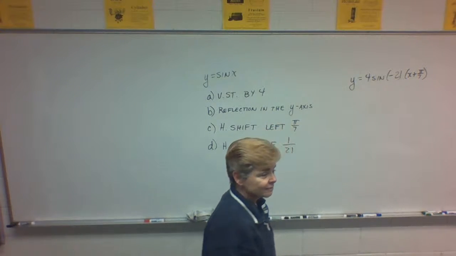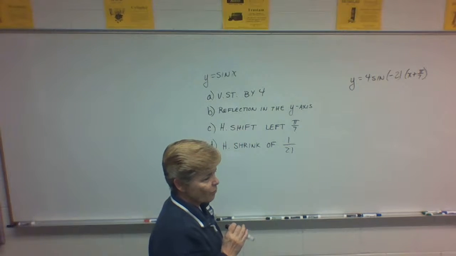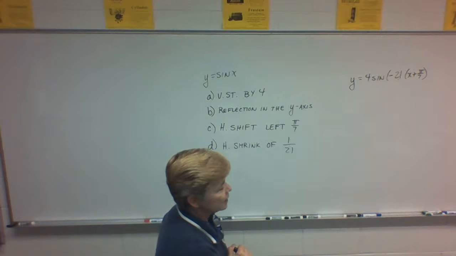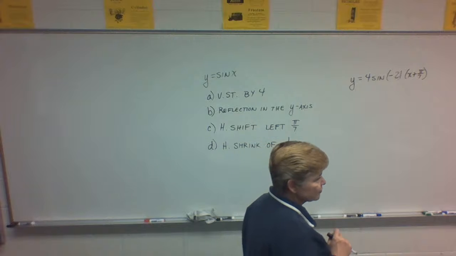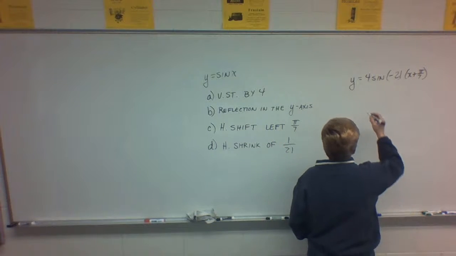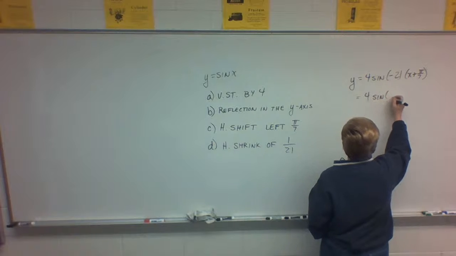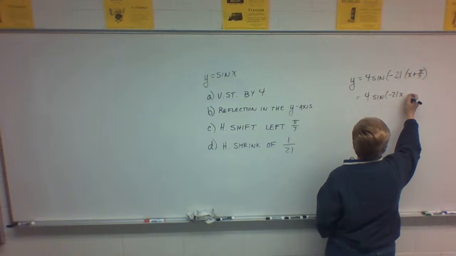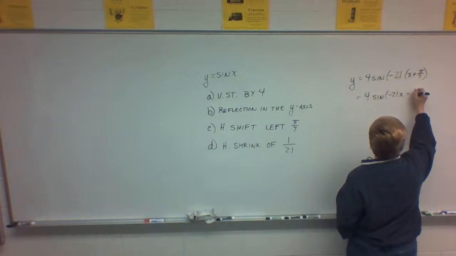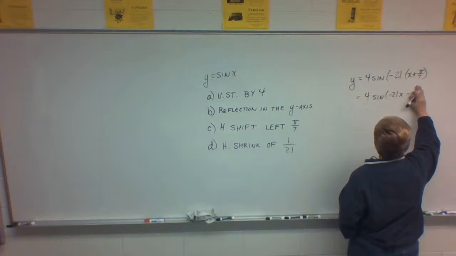Y'all know your transformations well enough to understand this is how it goes? And then if you write this, you'll still miss a point for not fixing it up. You've got to clean it up by distributing inside there. So it's going to be 4 sine of negative 21x minus 3 pi.